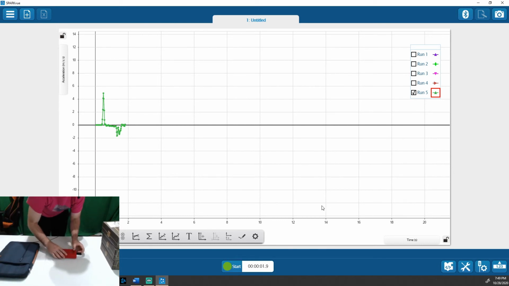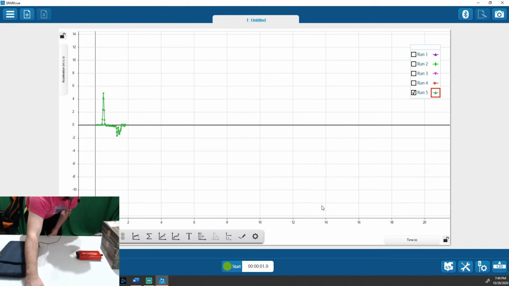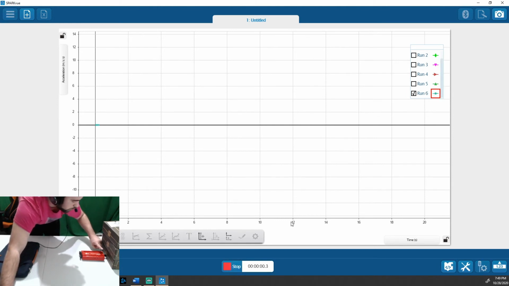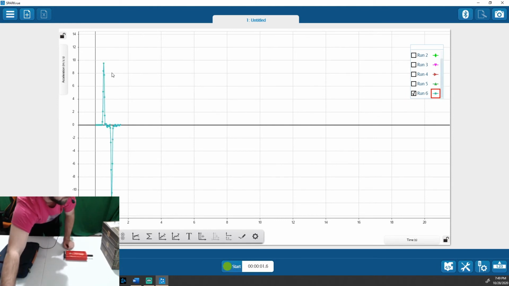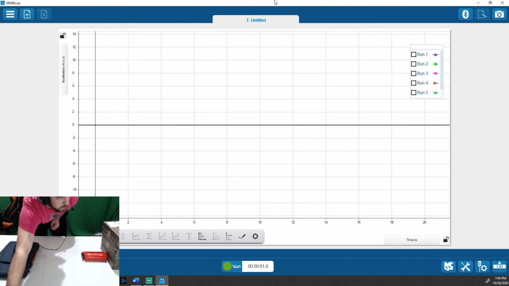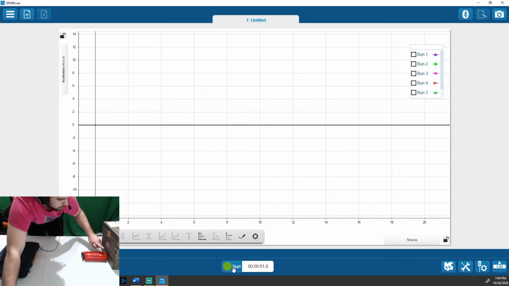Now I'm going to do 2 plungers. Oh, come on. 3, 2, 1, boom. And 3 plungers. Now this can be hard for the cart to recognize because it's going to happen very fast, but here we go.